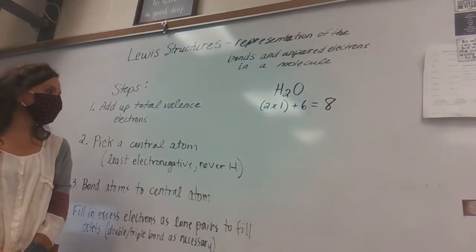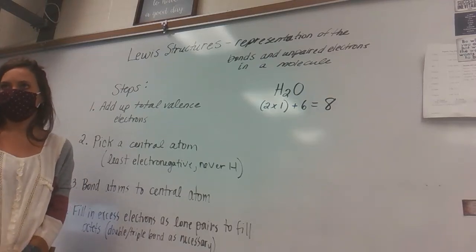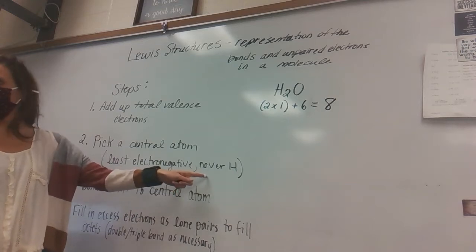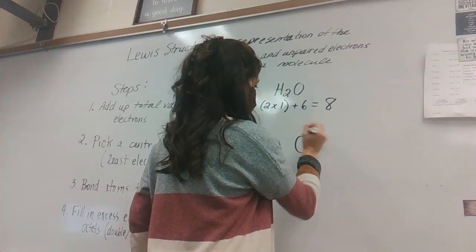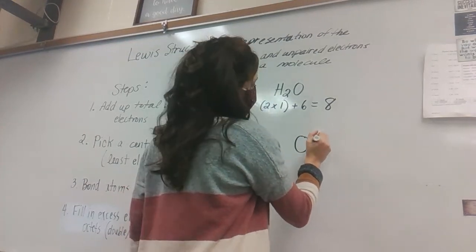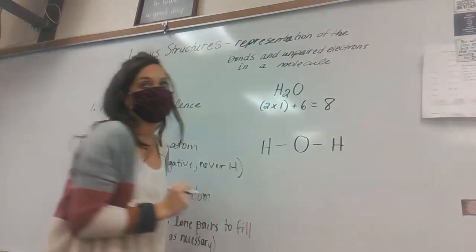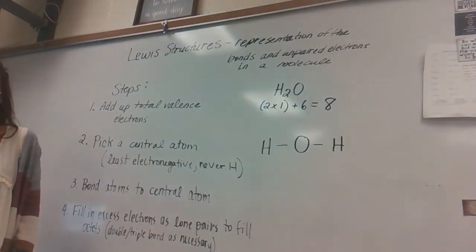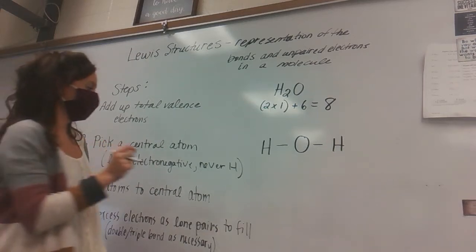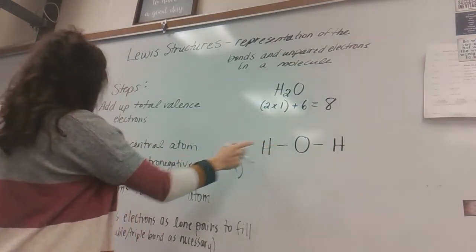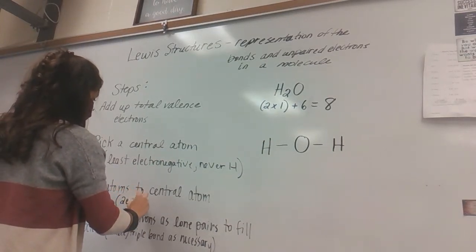Step 2, pick a central atom. Which one goes in the middle, oxygen or hydrogen? Oxygen, never hydrogen. So oxygen goes in the middle. And then I bond the other atoms to the central atom. Each bond represents 2 electrons. Maybe add that. 2 electrons per bond.